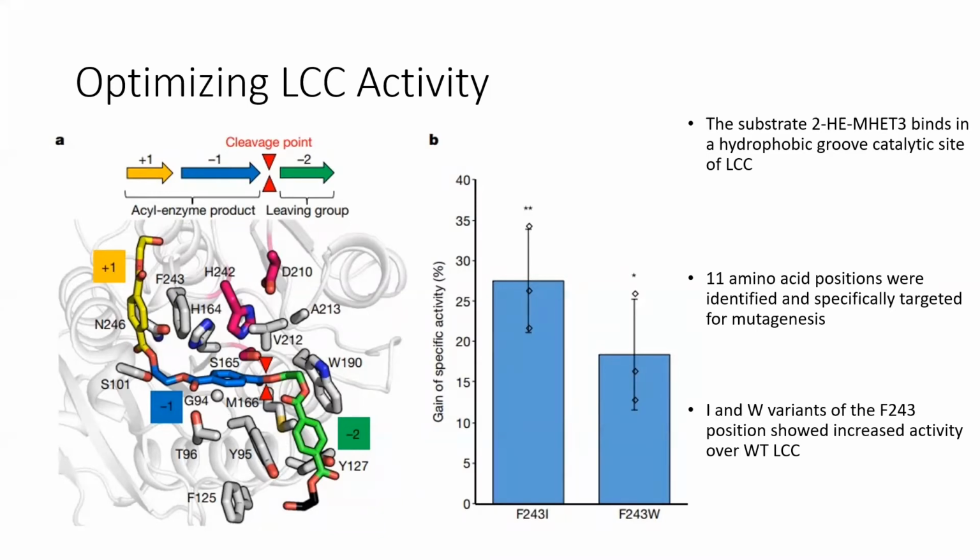So these variants were all assayed and only 2 showed significant activity improvement. So the 2 that showed improvement over the wild type were I and W variants of the F243 position, where the y-axis shows gain of activity.